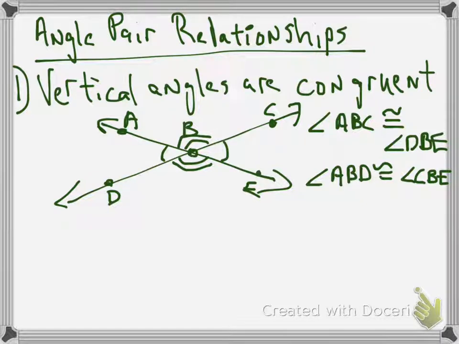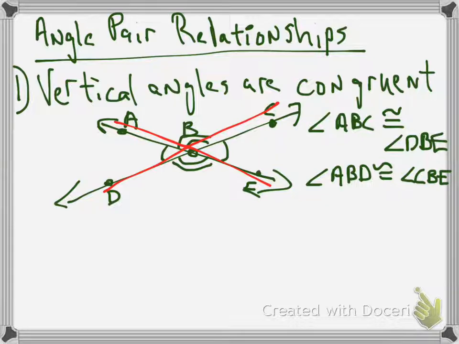The next part here is talking about angle pair relationships. Okay, so looking at the angle pairs, what kind of relationships can they exhibit? So the first thing I want to discuss is that vertical angles are congruent. In other words, the angles that are opposite each other are congruent. So you can see here I'm saying angle ABD and CBE are congruent, and at the same time ABC and DBE are congruent. The measures of those angles would be congruent.